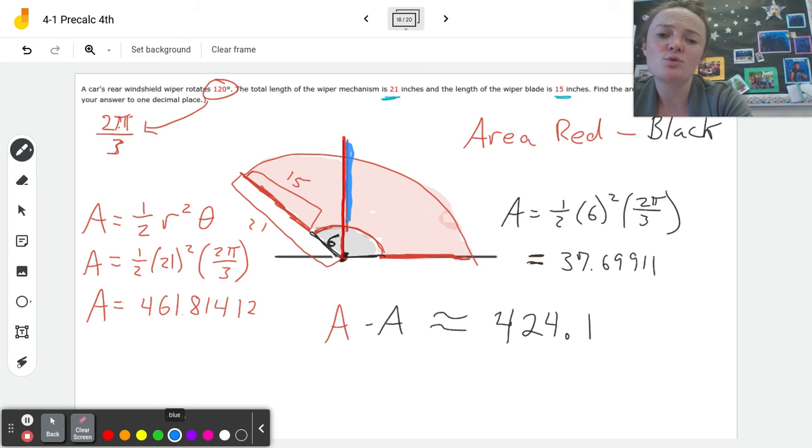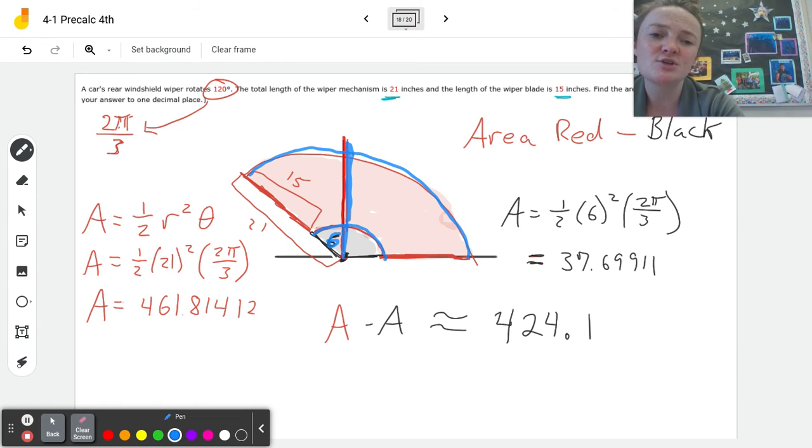It's here. And so when the windshield wiper rotates, it only rotates within where the blade is at. So we only get a little bit of the area and a piece is missing. The piece that's missing, well, if the whole length of the mechanism is 21 and the wiper blade is 15, then the difference must be 6. And so we know the radius of this little tiny area is going to be 6. And then the radius of the big red area is going to be the bigger number, which is 21. So in essence, in order to find this, you're going to have to subtract the red area from the black area. The red area is found using the area formula.